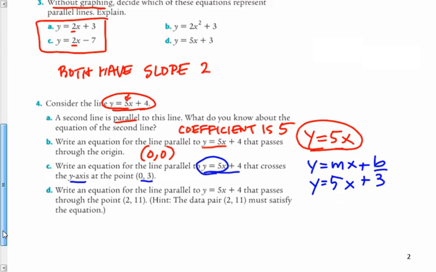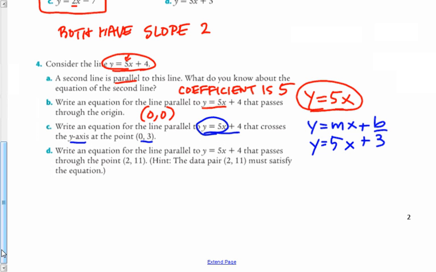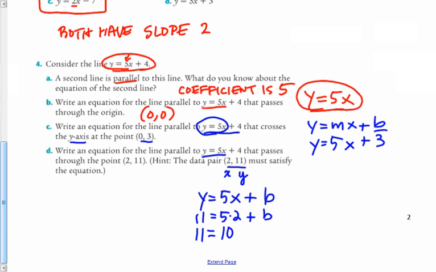Part D says write an equation for the line parallel to y equals 5x plus 4 that passes through the point 2, 11. Since it's parallel, we know it's going to have that in common. We have a hint here: the data pair 2, 11 must satisfy the equation. So if 2 is my x and 11 is my y, and I know my equation will have 5x plus some constant term, then 5 times my x value, which is 2, plus this constant term has to equal my y value, which is 11. 5 times 2 is 10, and 10 plus 1 is 11, so b has to equal 1. So my equation is y equals 5x plus 1.